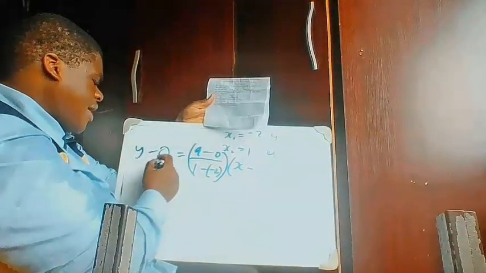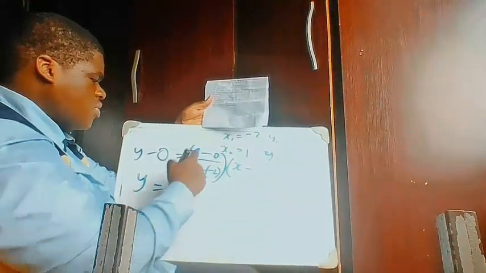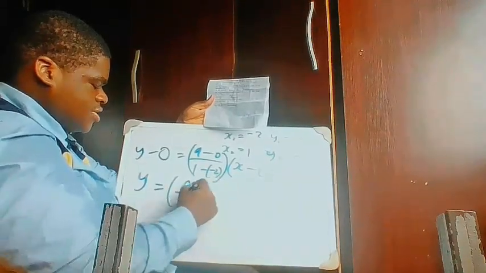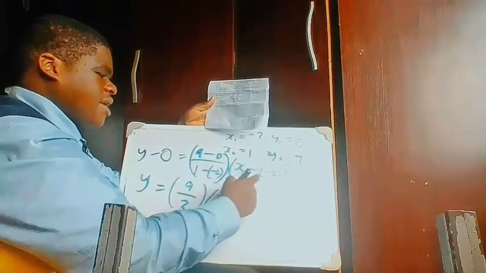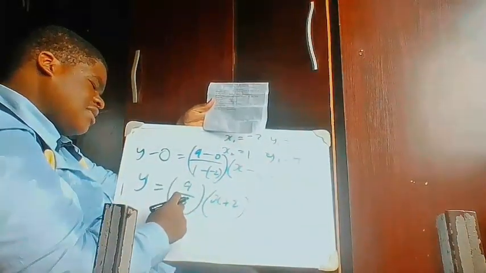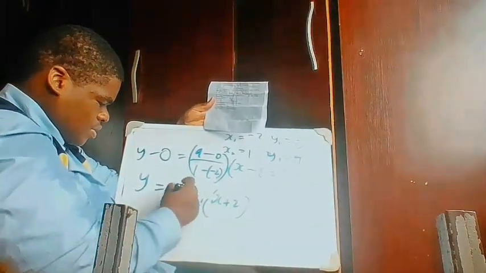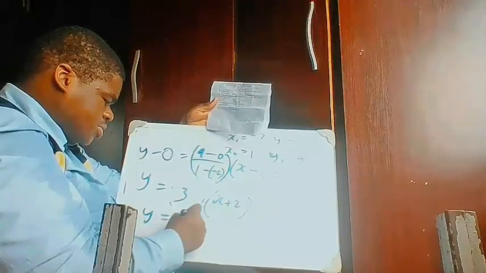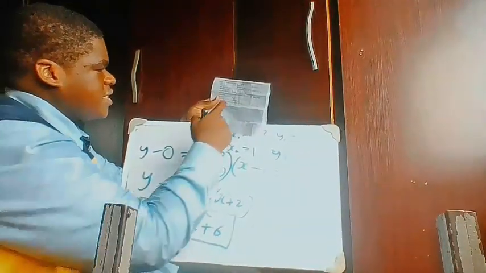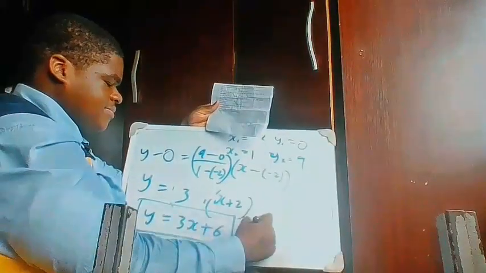Y minus 0 is just going to be y, is equal to 9 minus 0, that is just 9, divided by 1 minus -2, which is 3, and x minus -2 is x plus 2. So you have 9 divided by 3, that is just 3. So you have y is equal to 3x plus 6. Y is equal to 3x plus 6, and that is option C.